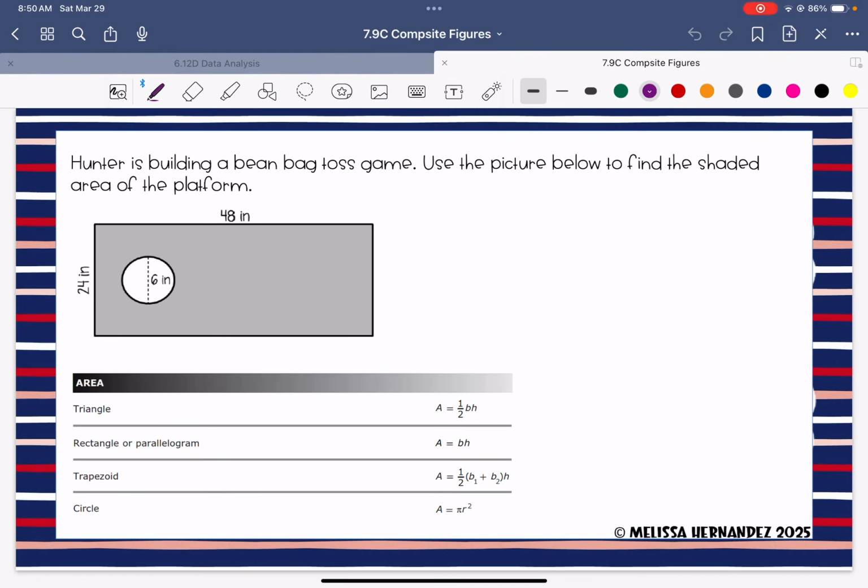In this video, we're going to focus on solving a composite figure. Hunter is building a bean bag toss game. Use the picture below to find the shaded area of the platform.